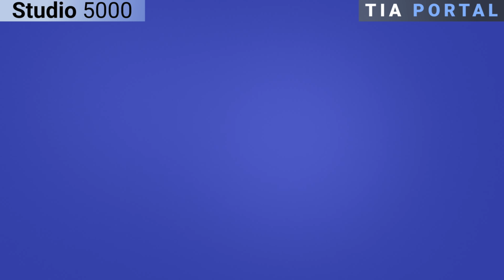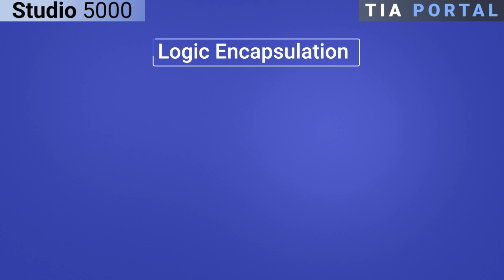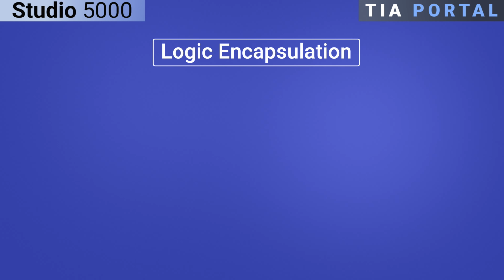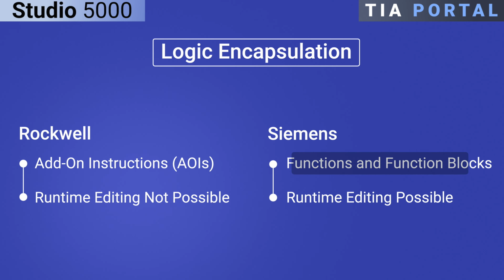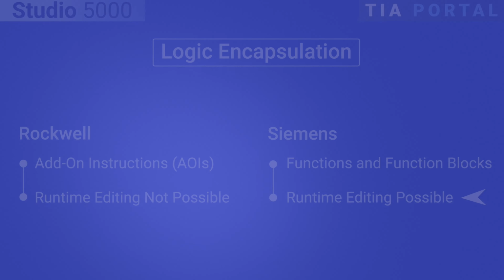So both Rockwell Studio5000 and Siemens TIA Portal offer robust methods for logic encapsulation, but with distinct approaches based on their platform architecture. Rockwell uses a dedicated section for add-on instructions to encapsulate logic and associated data, while Siemens employs functions and function blocks for similar encapsulation of logic, with the added advantage of runtime editing without stopping the PLC.